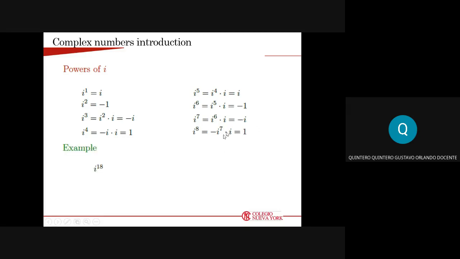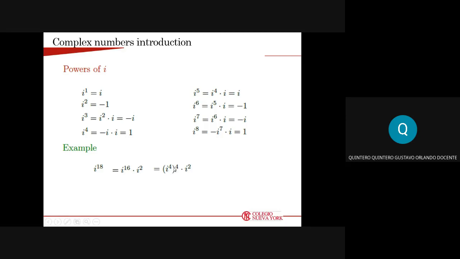Now we use this information to solve questions like this. How much is i to the 18th? All right, i to the 18th can be split into i to the 16th times i to the 2nd. And why did I choose to split it like this? Simple. The 16th, this exponent can be expressed as 4 times 4, because you can multiply these two because of the properties of the exponents.